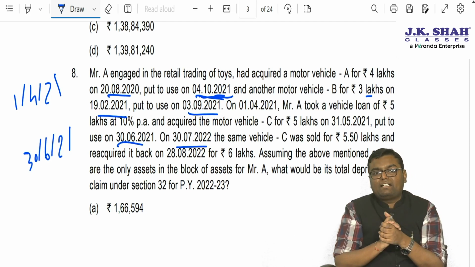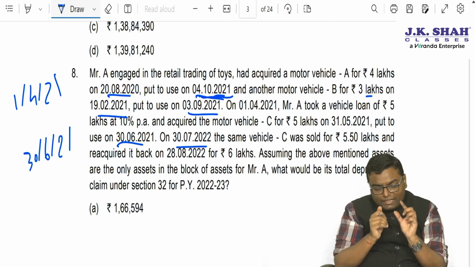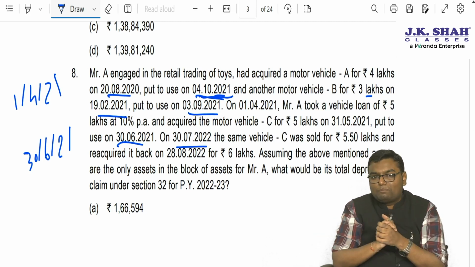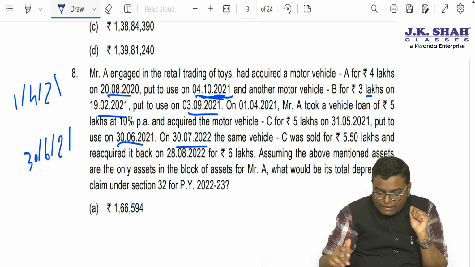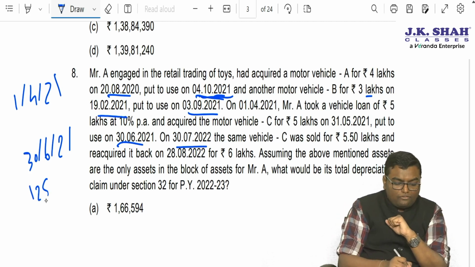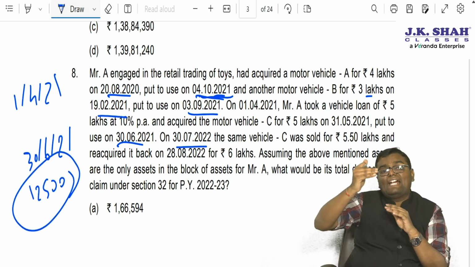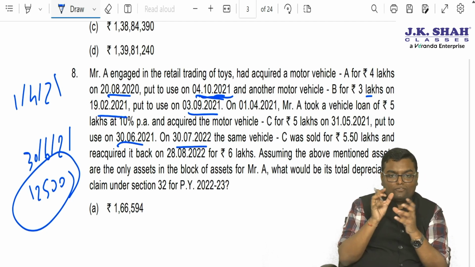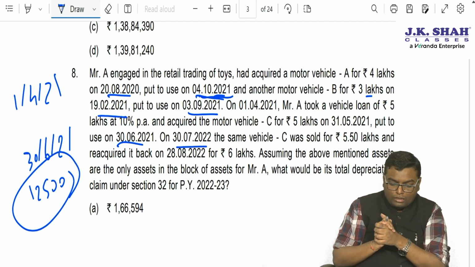So 3-month interest is the interest for the period prior to the asset being put to use. Now what will be that 3-month interest over here if we calculate? 5 lakh into 10% into 3 divided by 12. So 12,500 is the amount which we will add in the block of asset, apart from the main cost also.